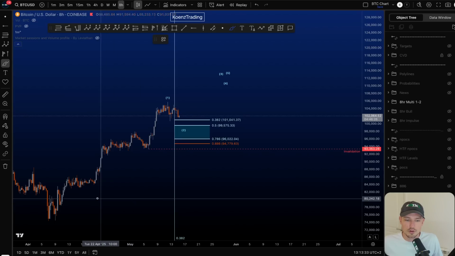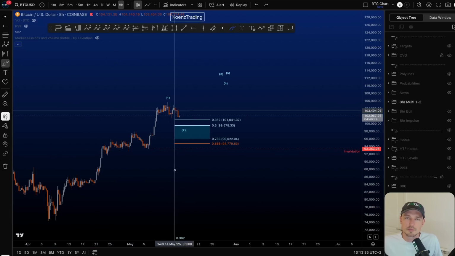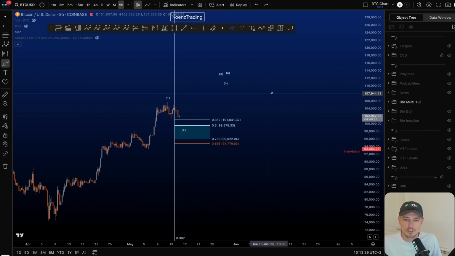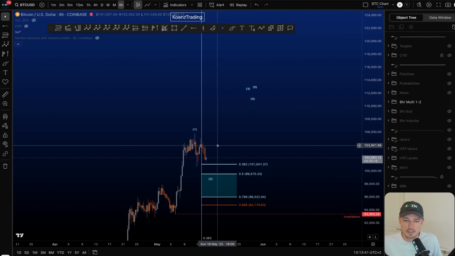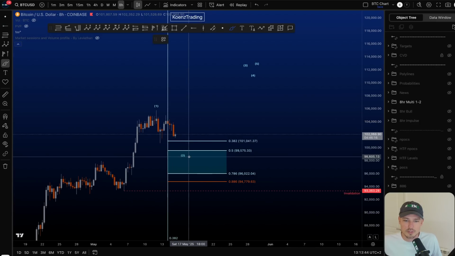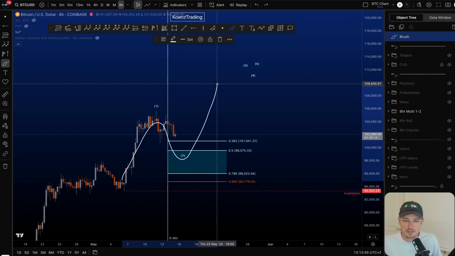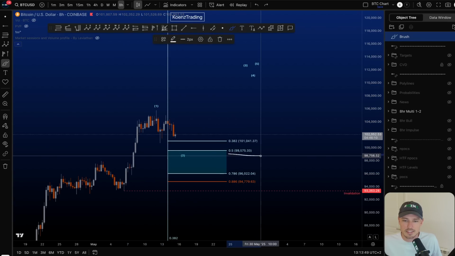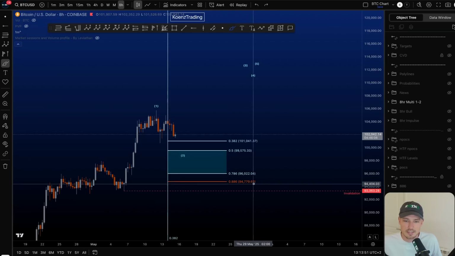Finally, the most bullish scenario is counting this structure to the upside as a multi-1-2, 1-2-1-2, and look for a wave 3 towards the upside. The most common retracement target for your wave 2 here in this local 1, 2, and then 3 up is the 0.5 to the 0.786, 99.5 to 96k.